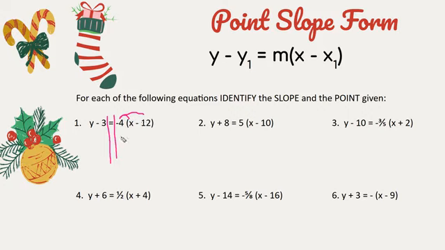So it's going to be equals negative 4x plus 48, y minus 3. Okay. Then I'm going to add 3 to both sides. So now I have y equals negative 4x plus 51.